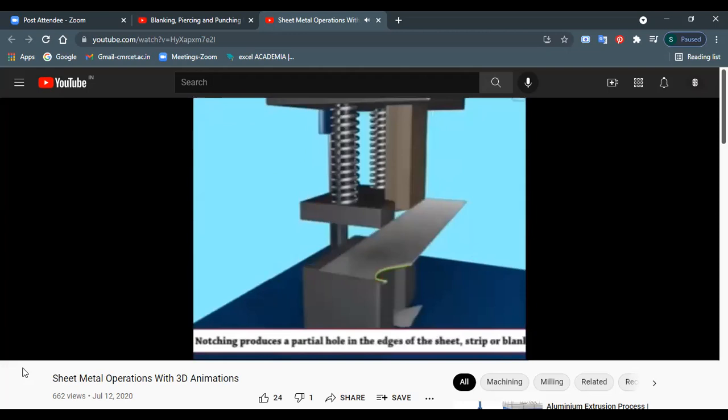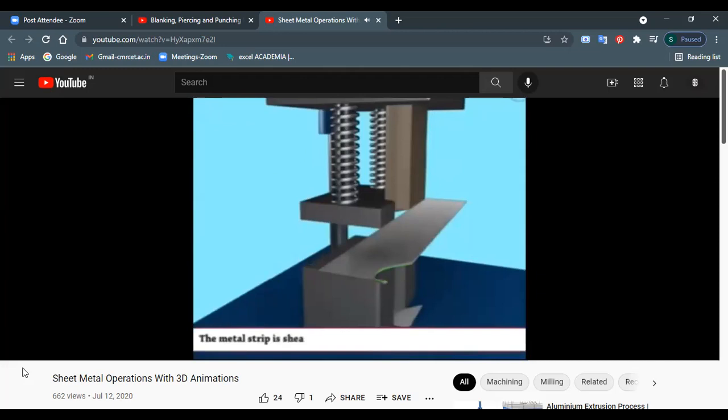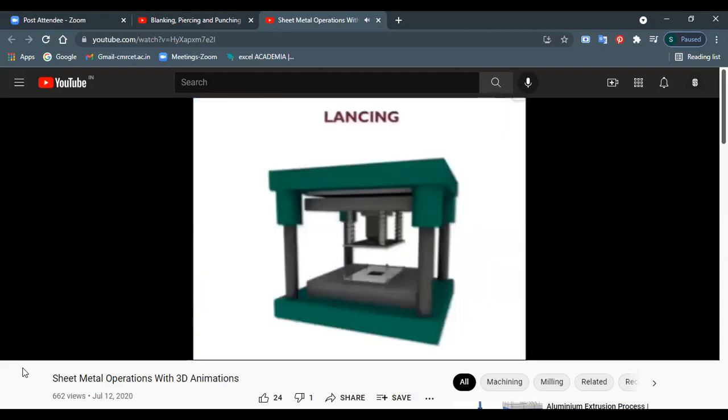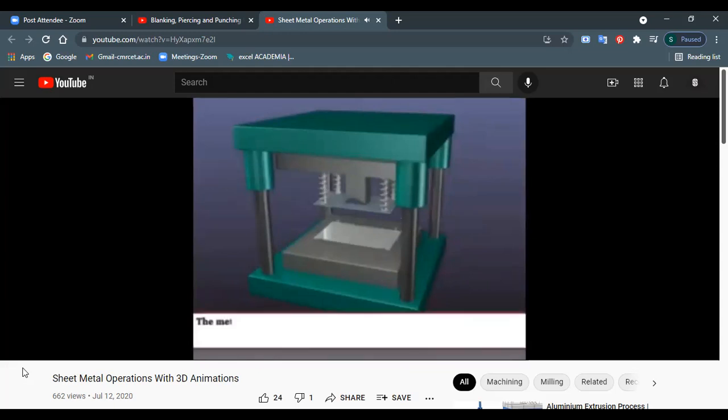You see a partial hole is produced here, at the edges of the sheet. Side shearing, you can call it. Another process is called lancing, where metal is sliced or split to free up metal without separating it from the original sheet. That's what we are doing in lancing.